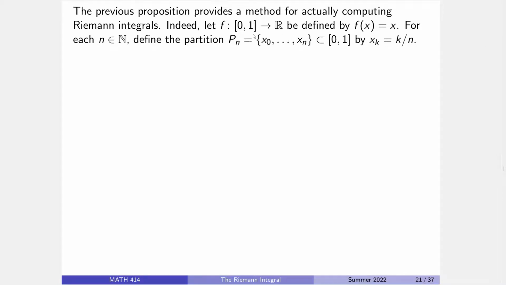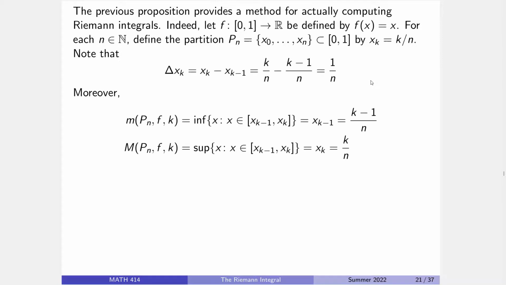So it cuts the domain up evenly into subintervals that all have length 1 over n. So this is sometimes referred to as the uniform partition or the equal partition, whatever you want to call it. All right, and now note, if I want to actually compute some upper and lower Darboux sums, it's super easy to do that.